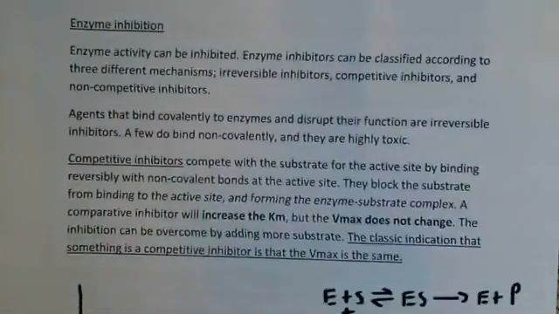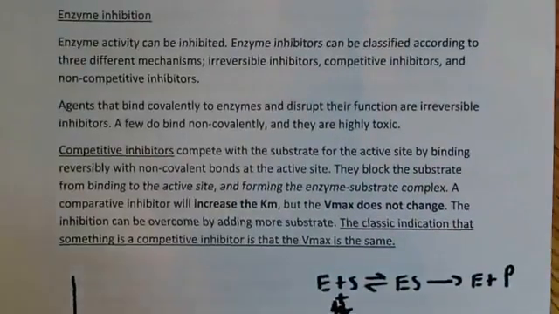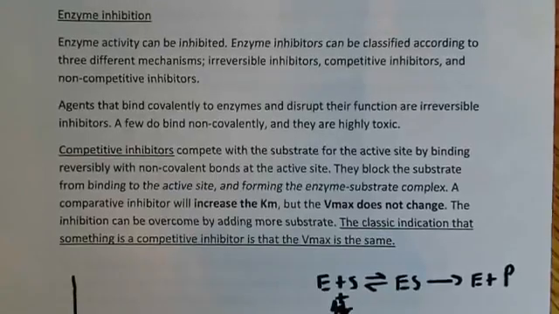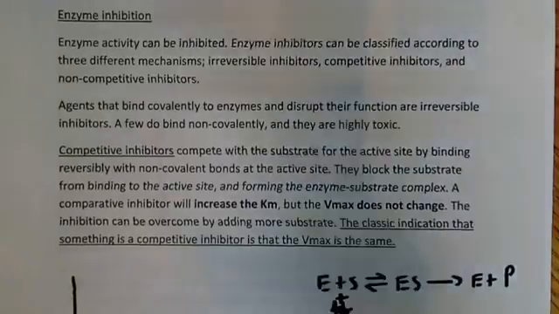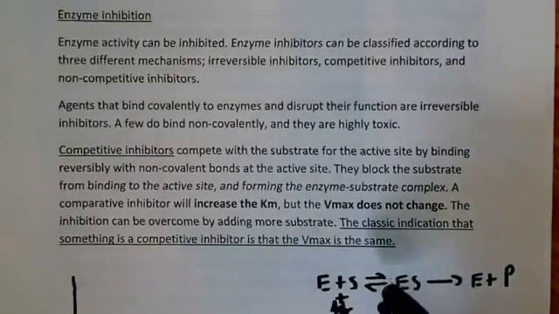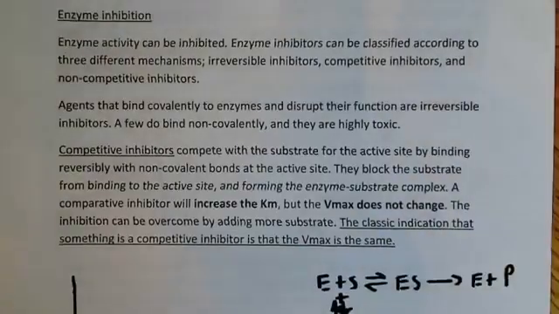So going back to the actual information here, competitive inhibitors compete with the substrate for the active site by binding reversibly with non-covalent bonds at the active site. So non-covalent bonds, hydrogen bonds, hydrophobic effect, ionic bonds are going to be what's holding this inhibitor at the active site of the enzyme. They block the substrate from binding to the active site and forming the enzyme substrate complex. So that's exactly what I drew down here, showing how this blocks that enzyme substrate complex.